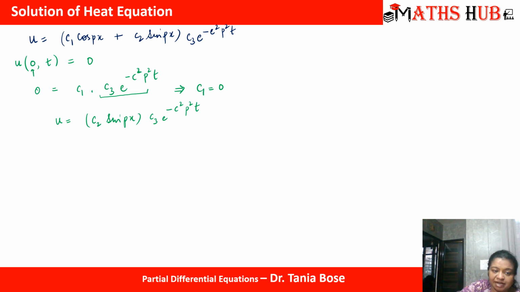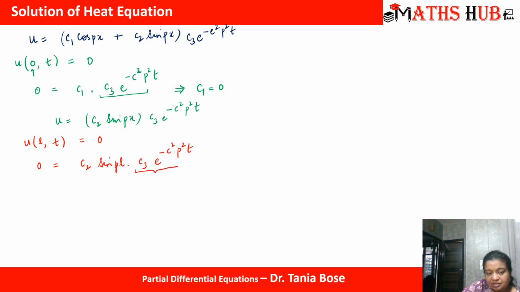Now, what is the next condition? The next condition is u at the other end. That means at x equal to L, the temperature is 0. So, 0 is equal to, let's put x equal to L. So, we will get sin pL c3 e raised to power minus c square p square t.